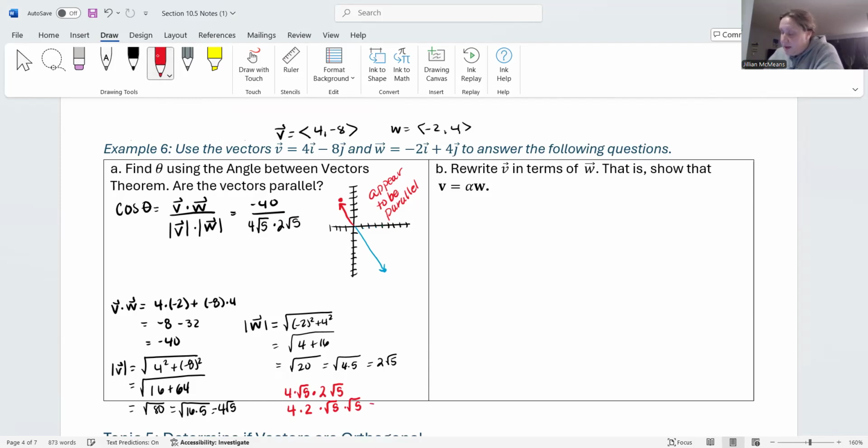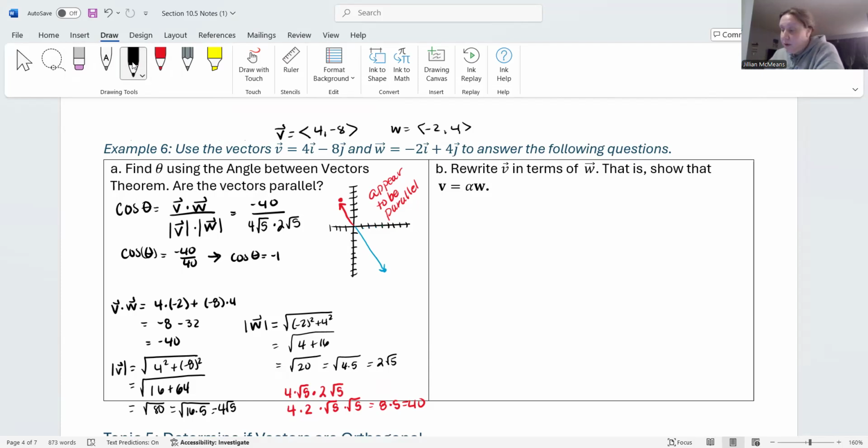Well, 4 times 2 is 8, okay? And then the square root of 5 times the square root of 5 is 5. So this really just equals 40. So I can rewrite this as cosine of theta equals -40 over 40. So that means cosine of theta equals -1, okay?